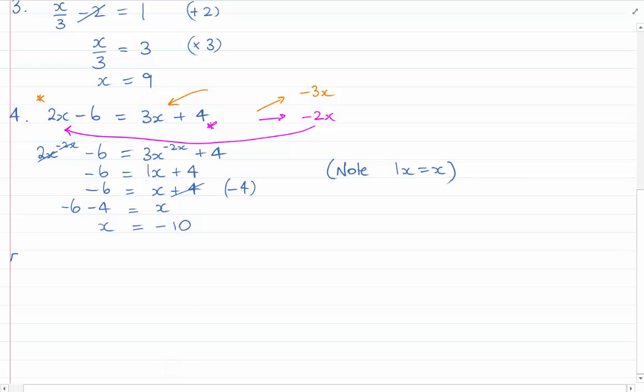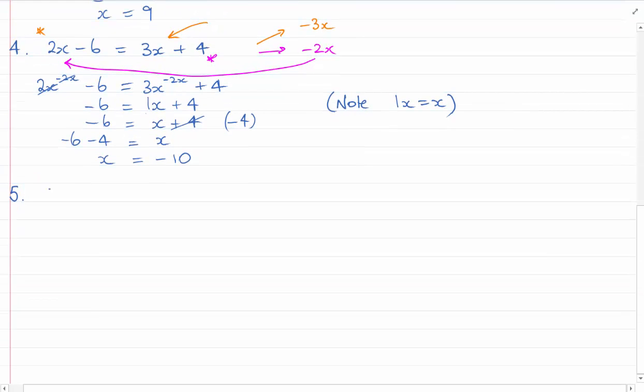Question 5. 7(x + 1) = 21. Now I've chosen this example for a very particular reason. First and foremost, I just want to tell you this. If you have an equation with brackets, the easiest thing to do is to expand the brackets. So I'll show you the solution with expanding brackets.